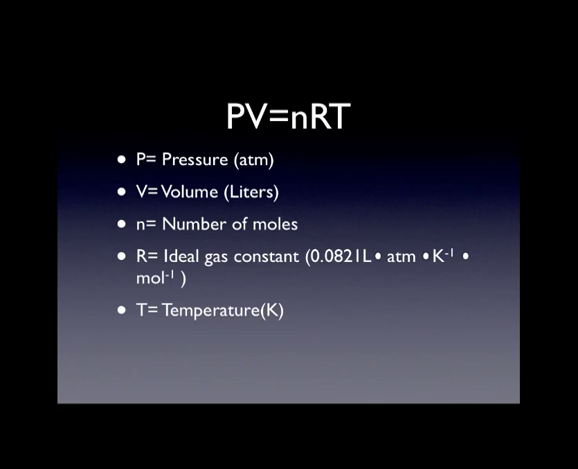The formula for ideal gas law is PV equals nRT, where P is equal to pressure in atmospheres, V is equal to volume in liters, n is equal to the number of moles, R is equal to the ideal gas constant, which is 0.0821 liters atmosphere per Kelvin mole, and T is equal to temperature in kelvins.